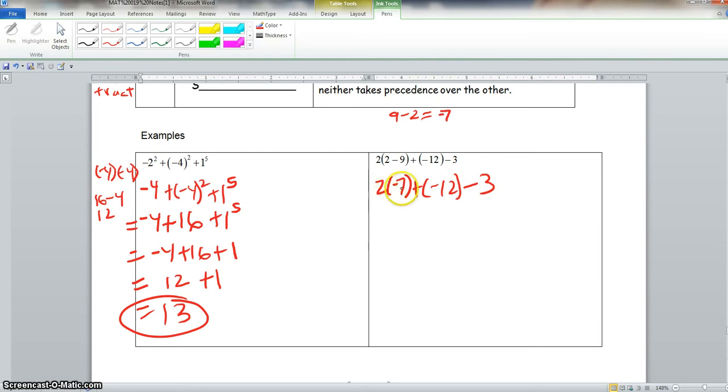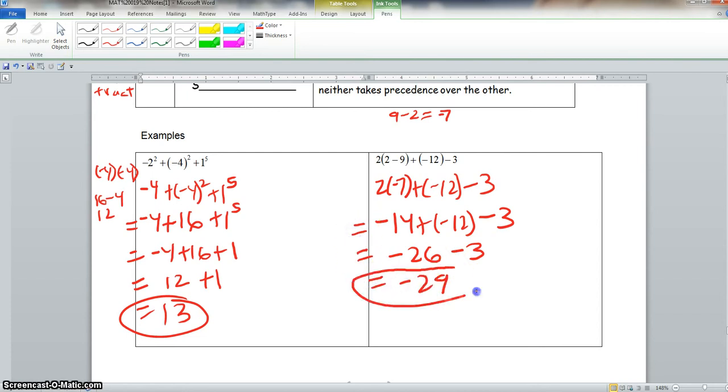So we have 2 times a negative 7, and since we have one negative sign here, we know our answer will be negative, and 2 times 7 is 14. So it'll be a negative 14 plus a negative 12 minus 3. Now, negative 14 plus a negative 12, they have the same sign, so you add them together and carry the sign. So it'll be a negative 26 minus 3. These two have the same sign, so you would add them together and carry the sign, so it'll be a negative 29.